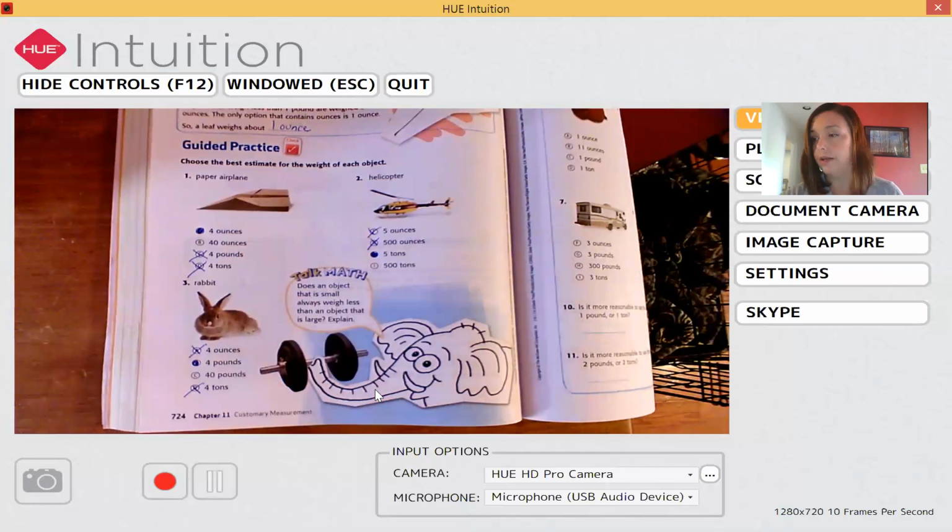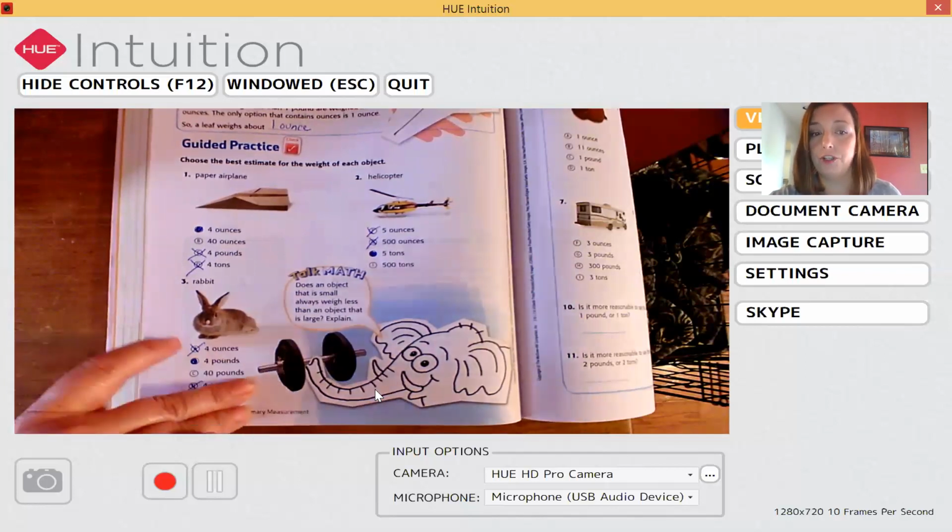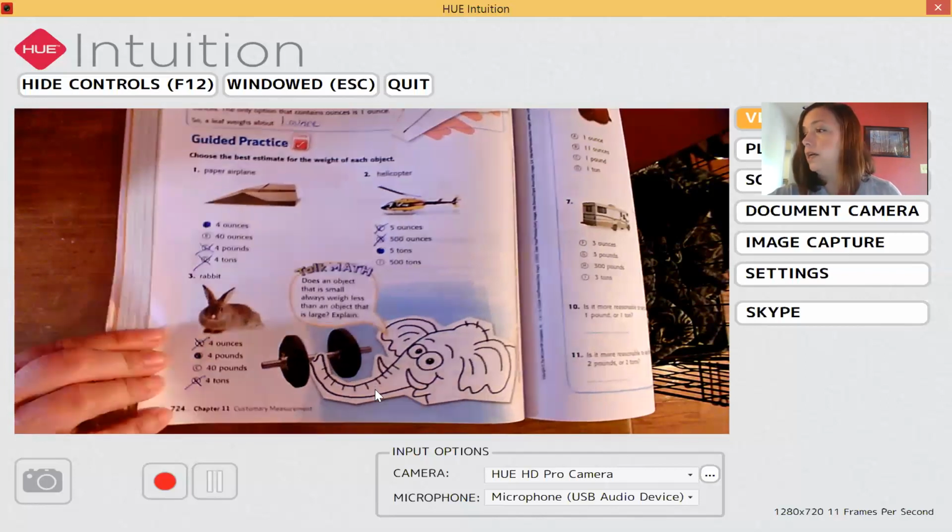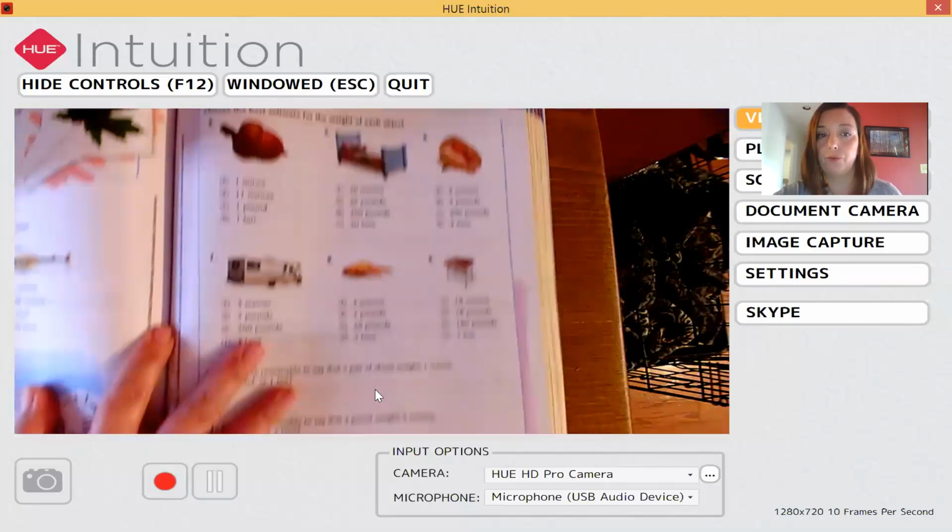So now it's your turn. Now you're going to finish these pages. You're going to go on to complete pages 725 and 726 on your own.